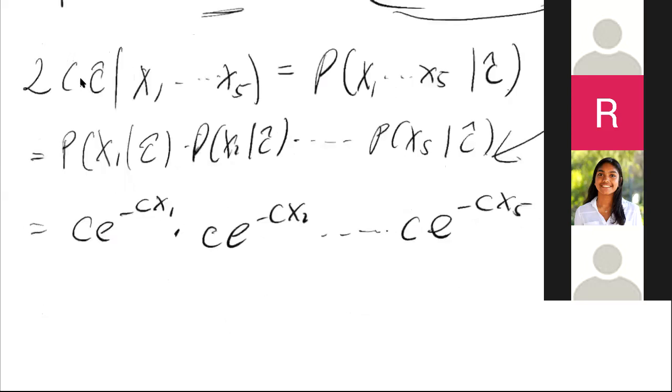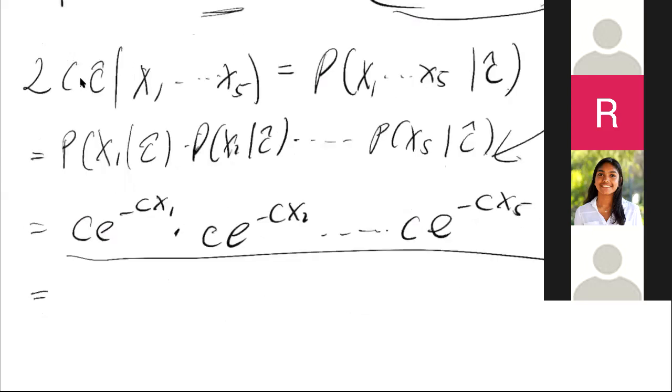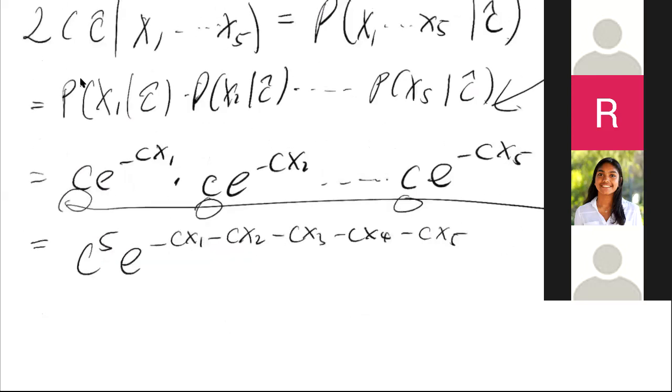And we simply combine terms together. We have c on all 5 terms, so that's c to the 5th times e to the negative c x1 plus x2 plus x3 plus x4 plus x5. Now we are done with setting up the equation, and we're moving to step 3 to compute the result.